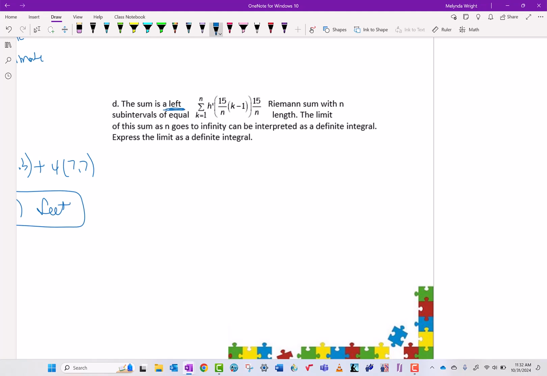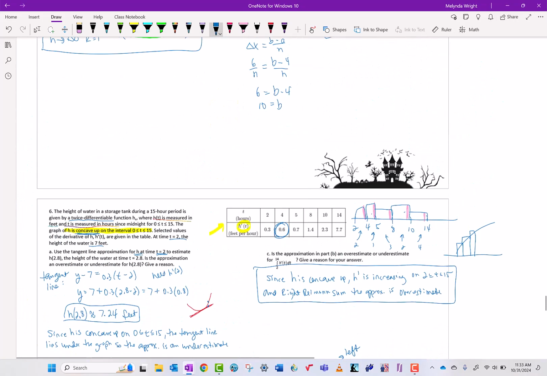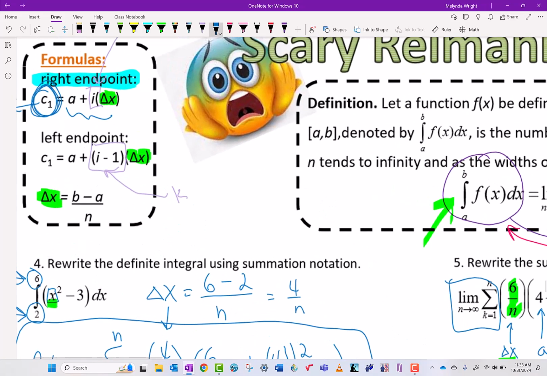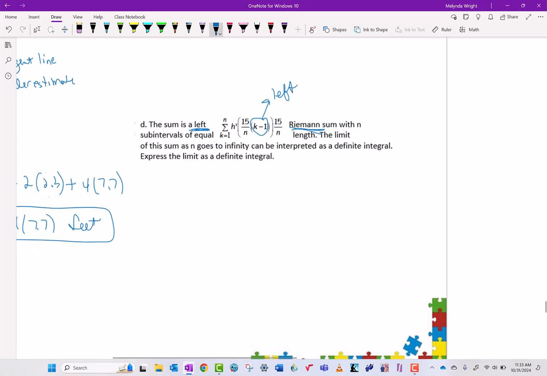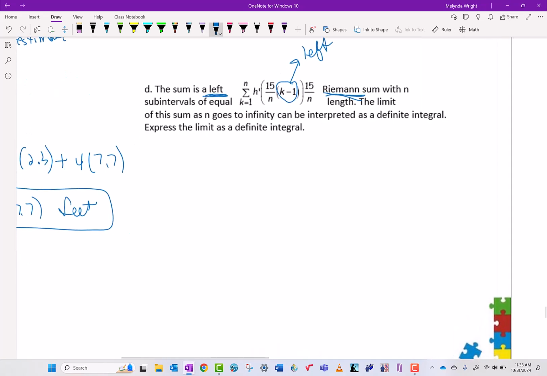Oh, they're going crazy with us here. We could see by this part right here, this means left. That -1 business, if you remember, see the -1 business up here for the left. That's why, and they tell us it's a left. Okay, so what do we need to do? We need to figure out how to write the integral.